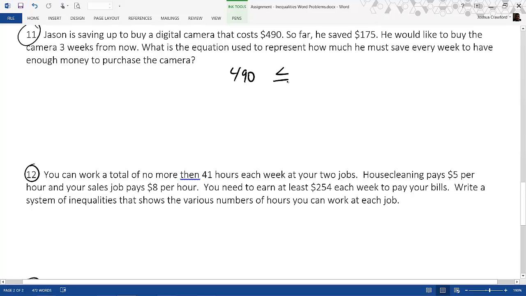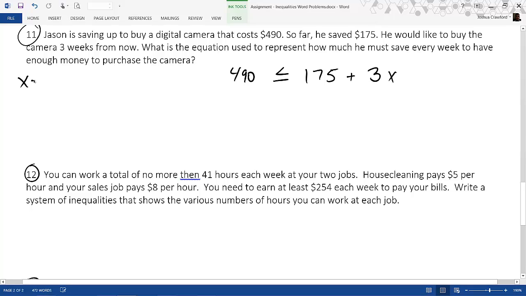So 490 is less than or equal to what we already have plus what we need. We already have 175, so add that to how much we need. We want to get it in 3 weeks, so we need to save a certain amount of money per week. If we have 3 of those weeks, so 3 times, let's say, x.